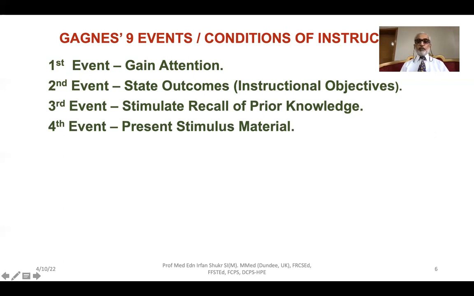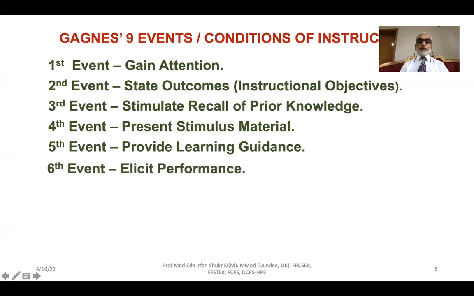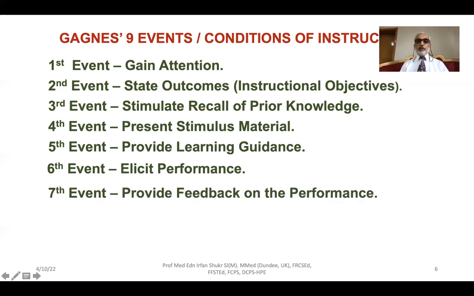Then you present the stimulus material. In this case, you are going to tell them, okay, we are going to use a thermometer, and these are the steps which we are going to use. Then provide the learning guidance. And when the student is performing the procedural skill, that is eliciting the performance, which is the sixth event, then provide feedback on the performance.